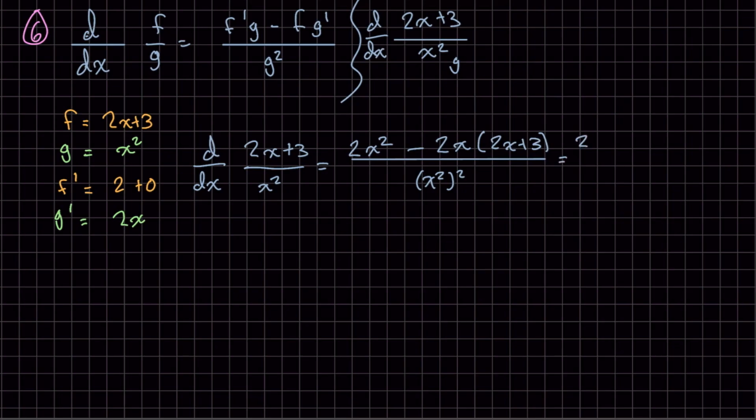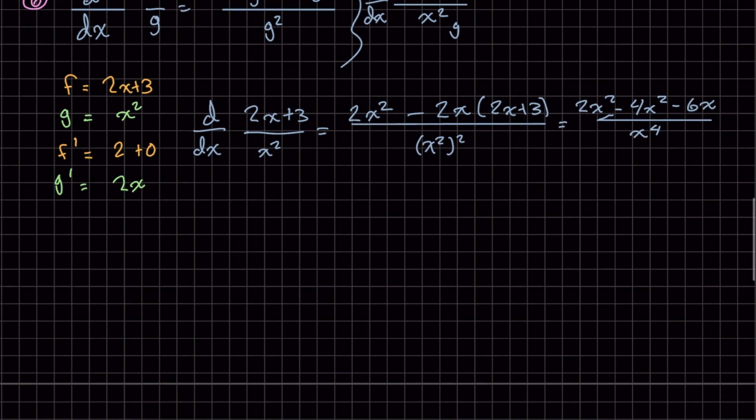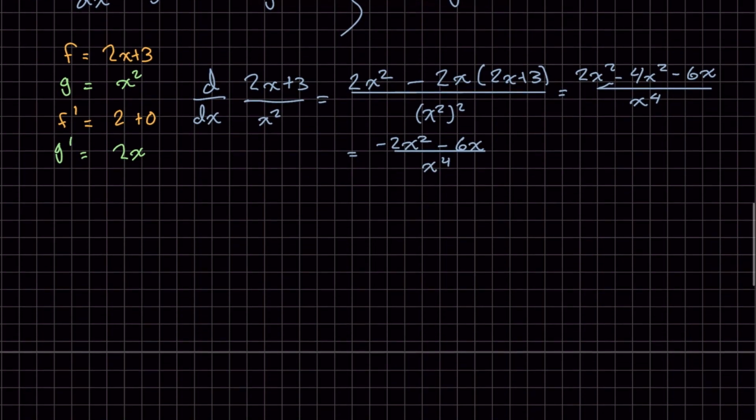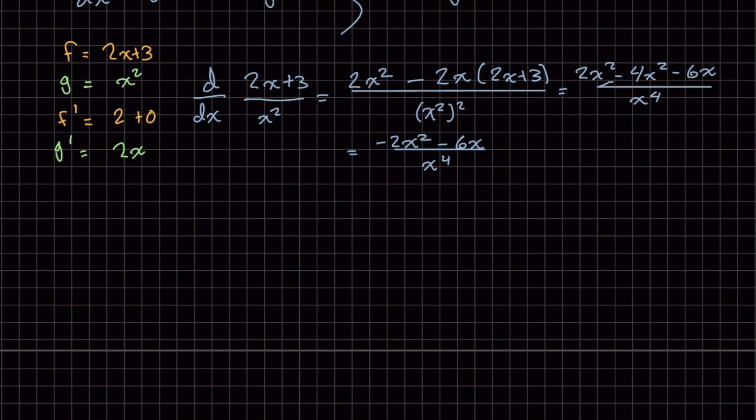And that's going to be equal to 2x squared minus 4x squared minus 6x, all over x to the fourth, which is going to be equal to negative 2x squared minus 6x over x to the fourth. We can take out an x and factor, and we can get minus 2x minus 6 divided by x cubed. And that is going to be our final derivative.